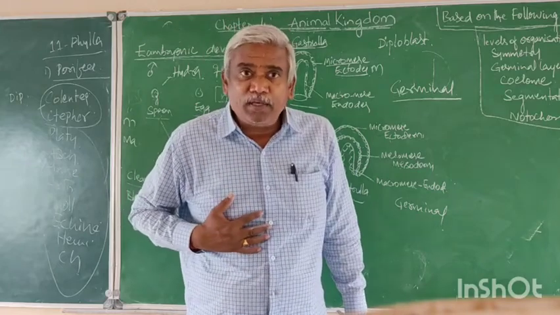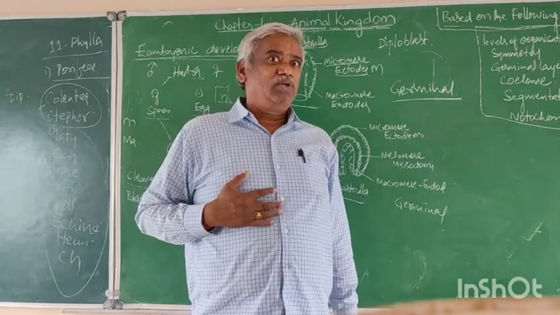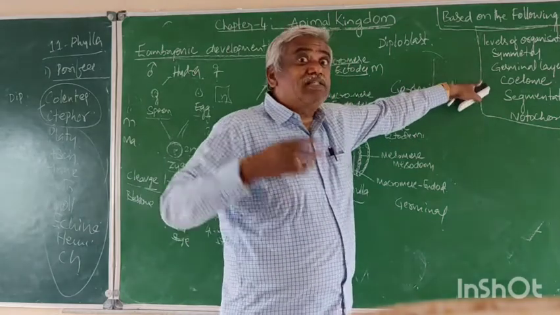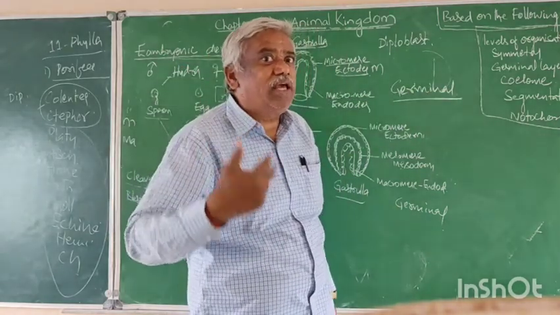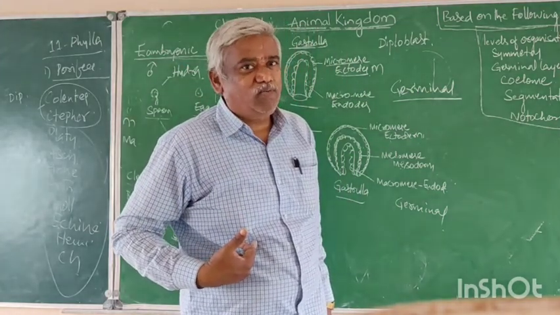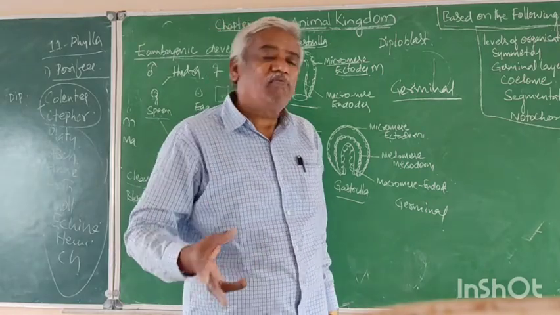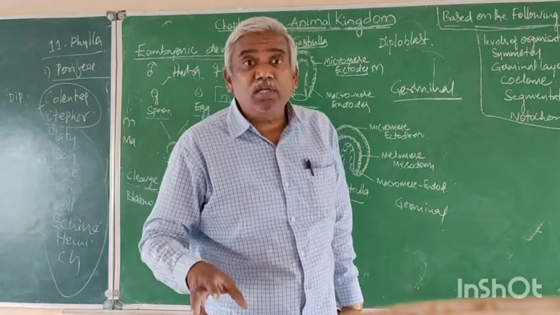Now, with bilateral symmetry, how many germinal layers are there in the embryo? Three. Hence they are triploblastic. Who are the first triploblastic animals? Platyhelminthes. This is the whole thing.